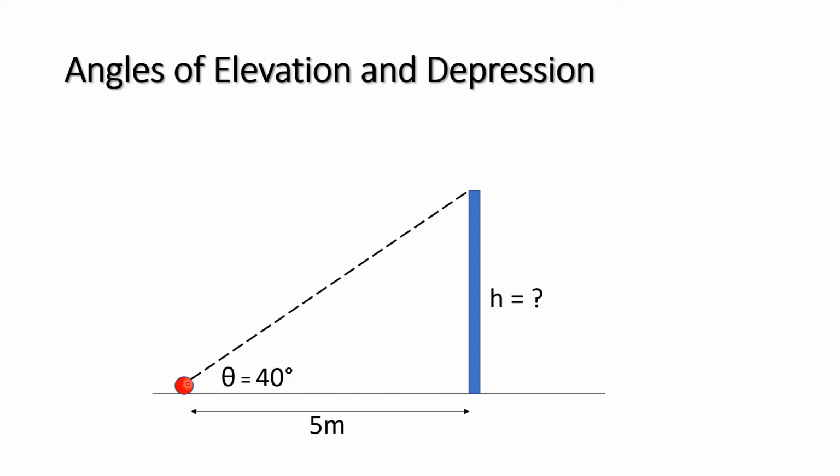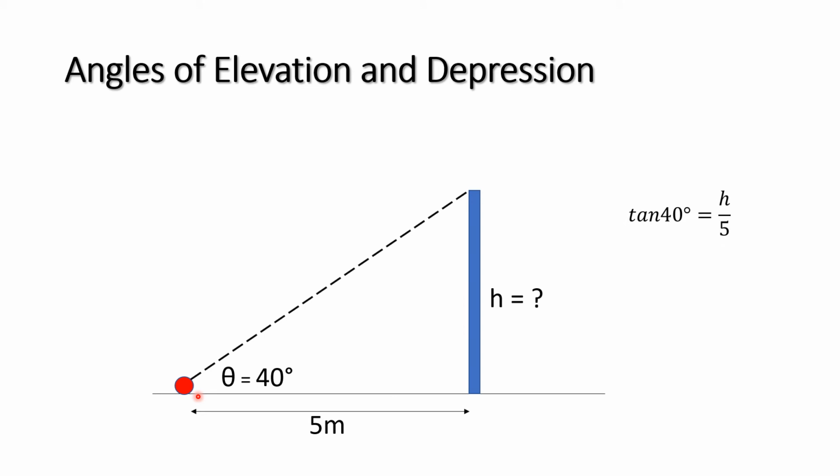So as you can see here, it forms a right triangle. So the angle of elevation will be our given angle. The distance between the ball and the post, the 5 meters, is the adjacent side with respect to the given angle. And the unknown height of the post is the opposite side of our given angle. So therefore, we can use the trigonometric function tangent to solve for the height of the post.